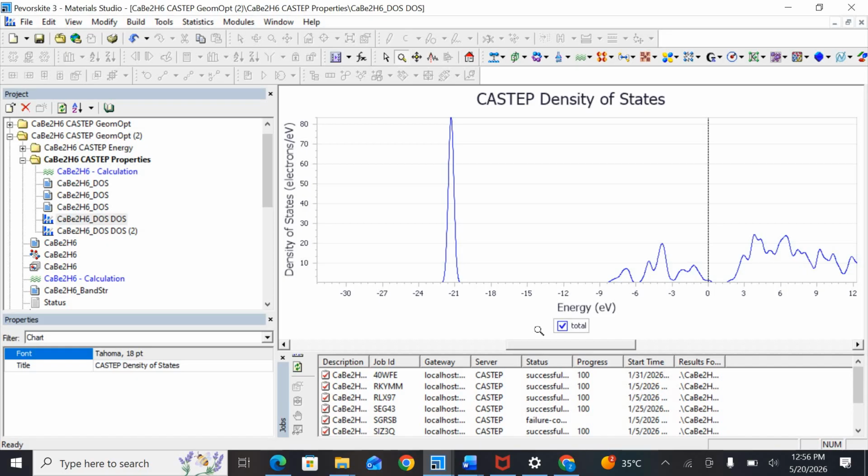To conclude, band structure helps us understand the type and the nature of the band gap, while DOS helps us understand the density and contribution of electronic states. Both analyses are essential for a complete understanding of electronic properties in DFT.